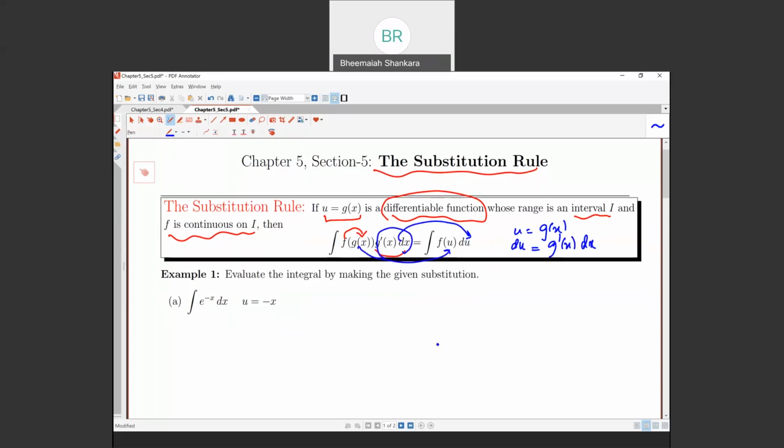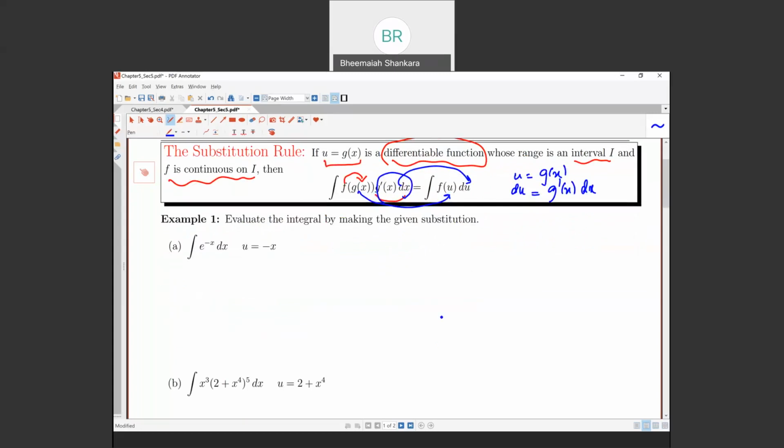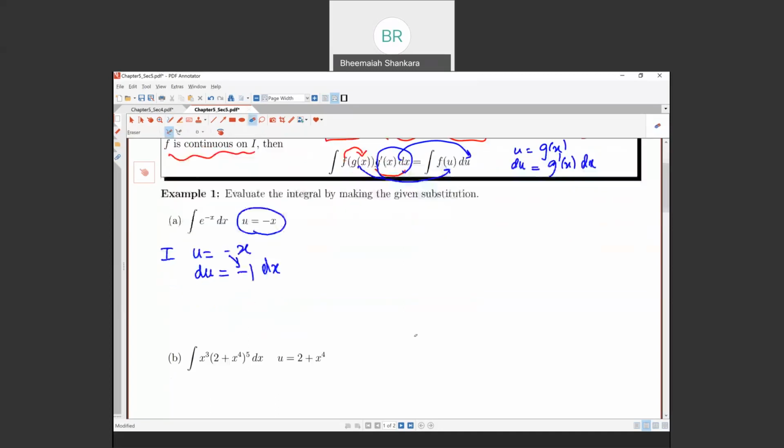So let's do this. Evaluate the integral by making the given substitution. So you are given a substitution here. Let me write that here. Step 1, u equal to negative x. Let me differentiate u, it is du. Let me differentiate x, it is dx. This du/dx you will see in every differentiation problem if you have assumed the substitution as u. Now let's differentiate the number in front of u. It's 1, so you write 1 here. Differentiate this, it's negative 1. So this was your step 1.